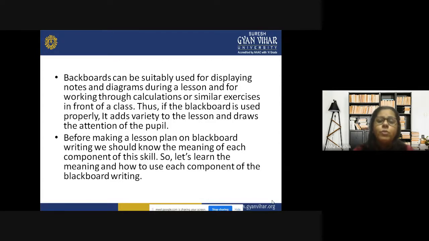Before making a lesson plan on blackboard writing, we should know the meaning of each component of the skill. It means that you are going to teach the students using the blackboard, and before using it, you must know the different components that have to be used by the teacher to make effective use of the blackboard. So let's learn the meaning and how to use each component.